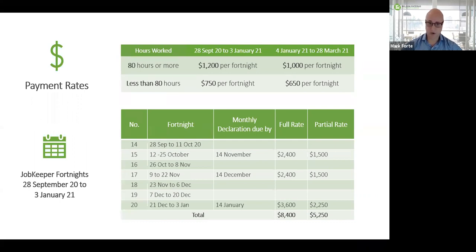And it is all prefaced on how many hours that you have worked in a particular reference period, which is an 80-hour threshold. And I'll go through that in the next slide. So the other payment rates up to there, so it's $1,200 and $750.